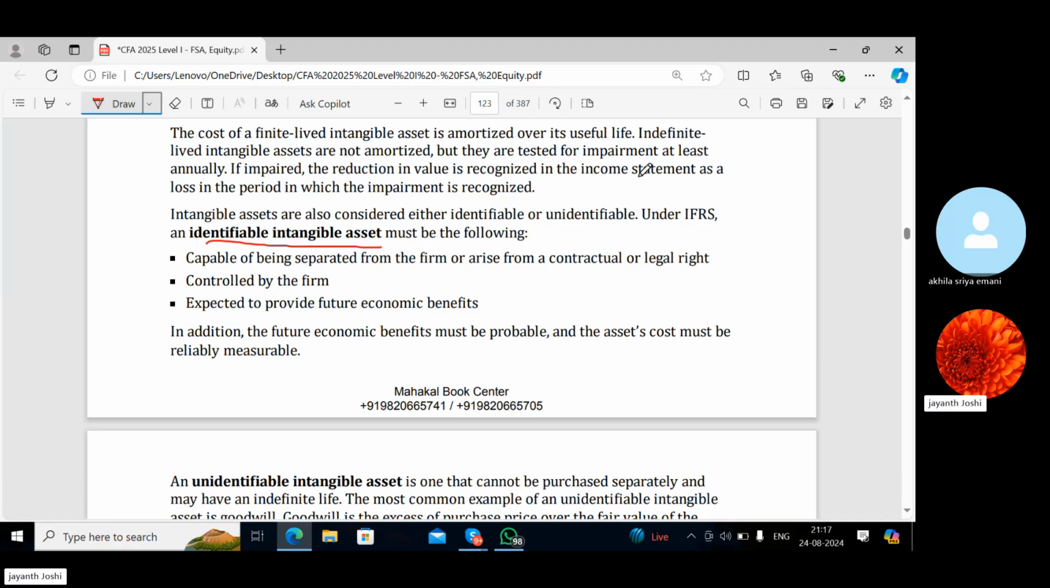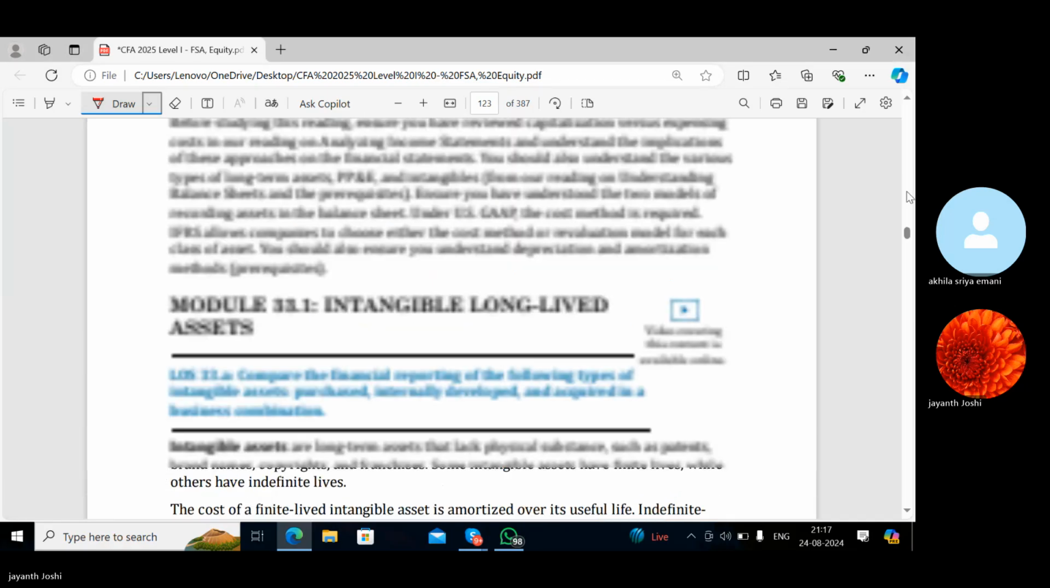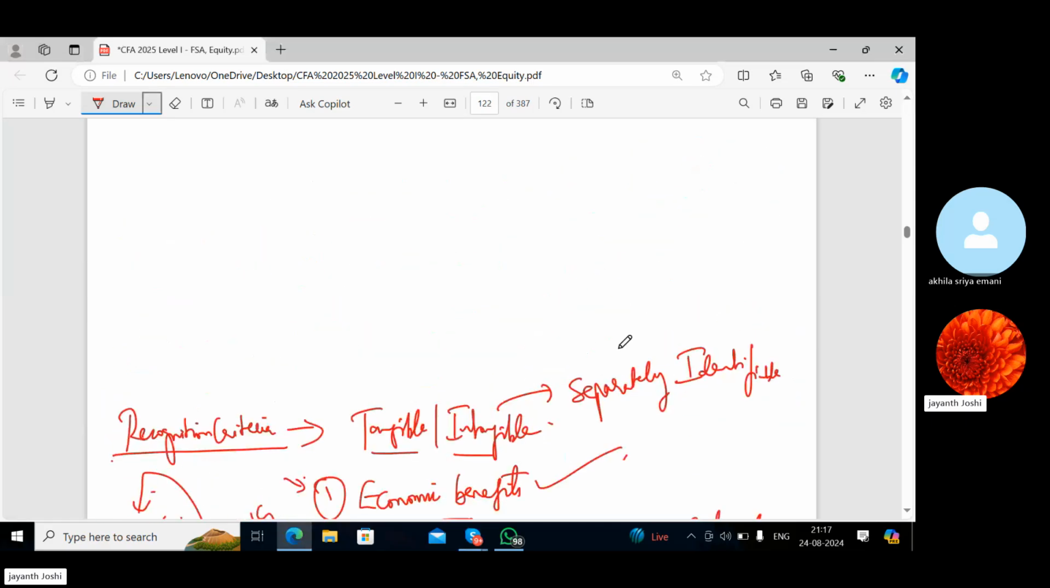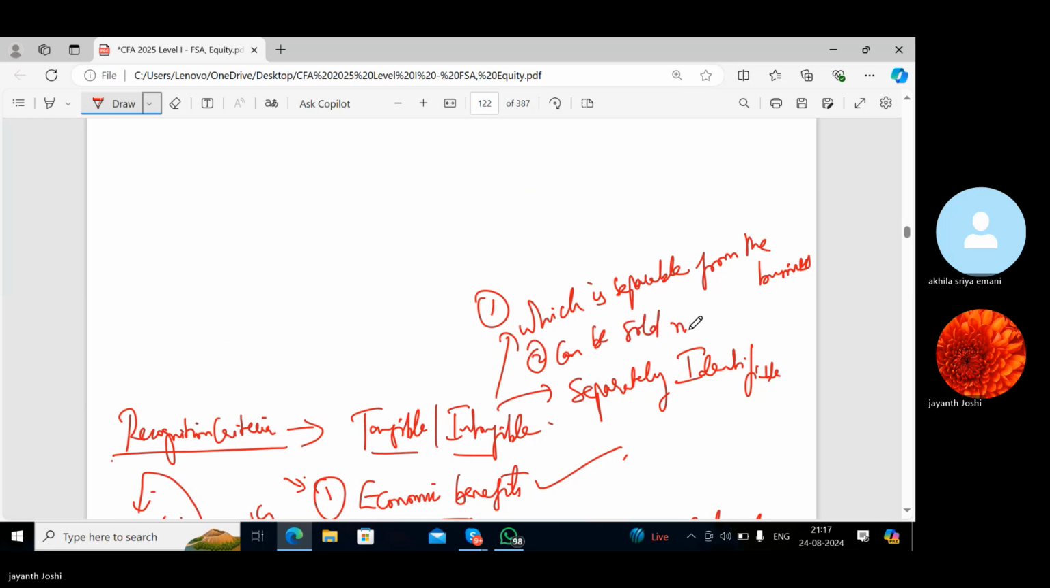What is an identifiable intangible asset? I will write one more point. Separately identifiable means which is separable from the business. Point number one, and can be sold normally in an economic transaction. Okay, just put it here. Just a second.